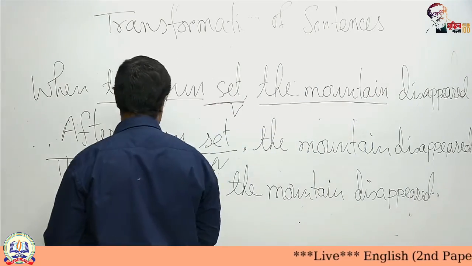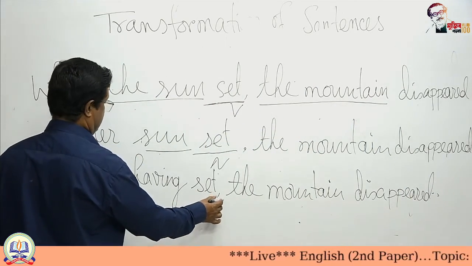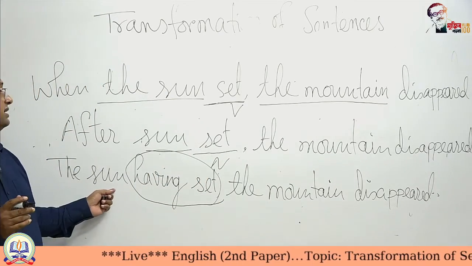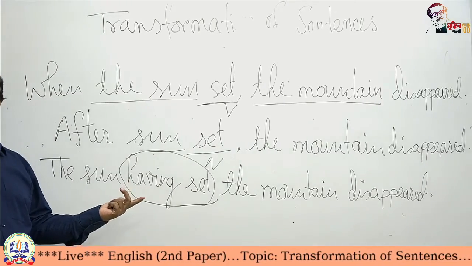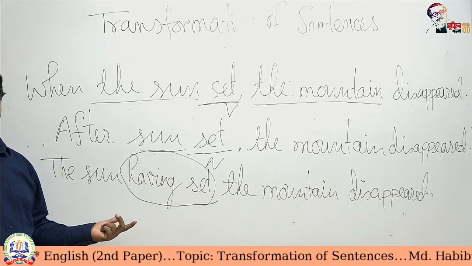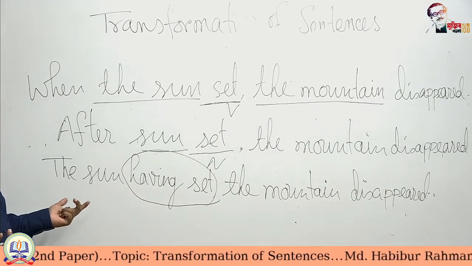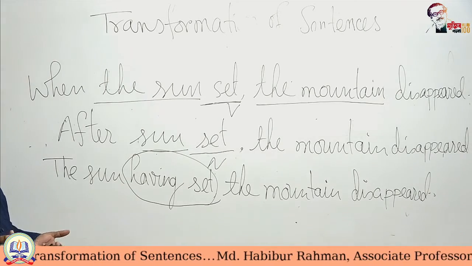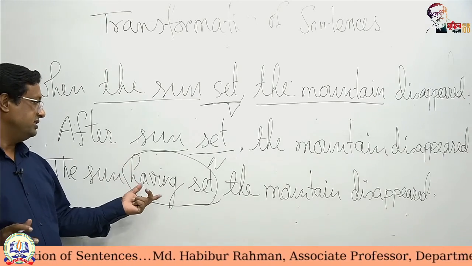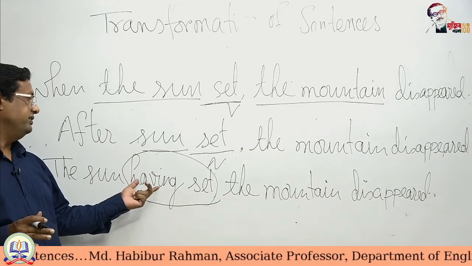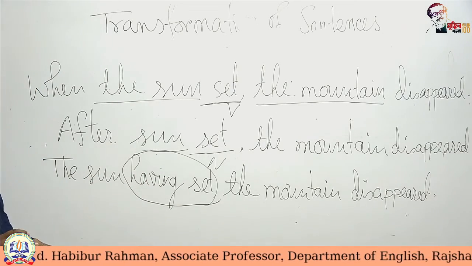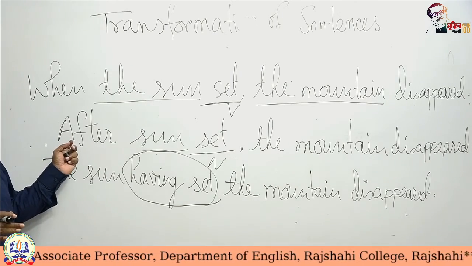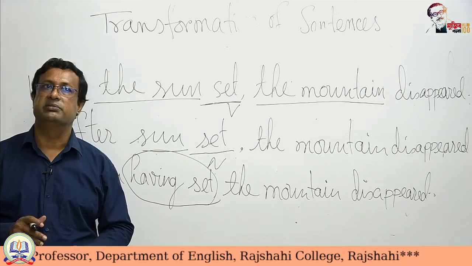Only the present participle will not do here because you will not have meaning. The sun setting, the mountain disappeared. Is this meaningful? No. Certainly this is not meaningful. That is why we have changed this into a perfect participle. We have used the present participle but with perfect tense. The sun having set, the mountain disappeared. And the smart one is the first sentence: after sunset, the mountain disappeared.